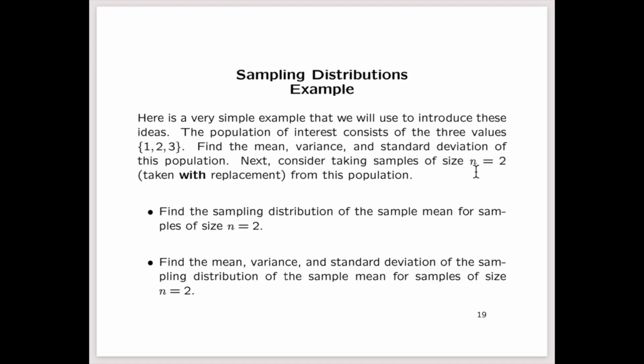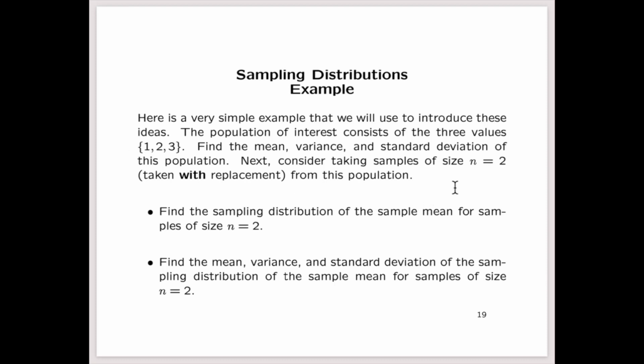Now, to get into this, I want to look at an example. It's a very simple example. In fact, it's probably the simplest possible example that one could come up with to talk about sampling distributions. But I like it because it's really easy to draw out and easy to wrap our heads around. Here's the example. We have a population. This population consists of three values. The three values are 1, 2, and 3. So again, it's a very, very simple population.